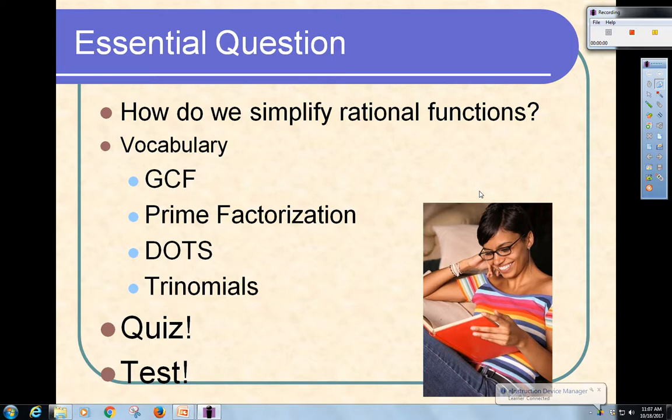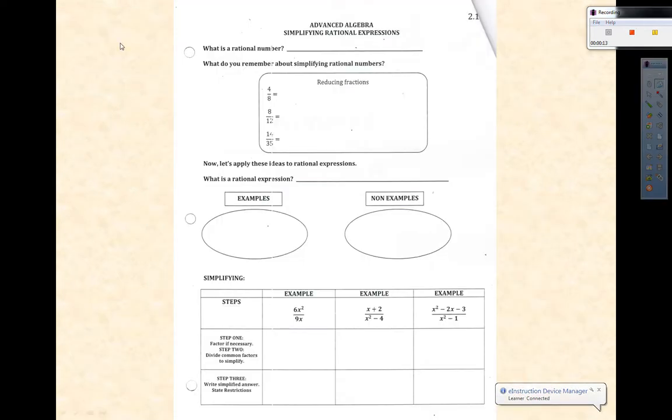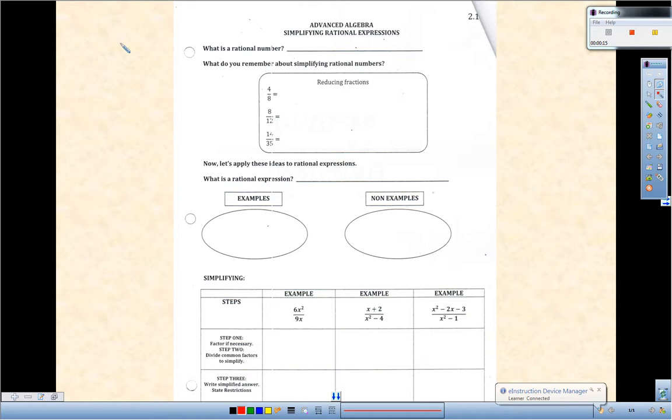Alright guys, today's essential question is, how do we simplify rational functions? Alright, let's start off by talking about what a rational number is.